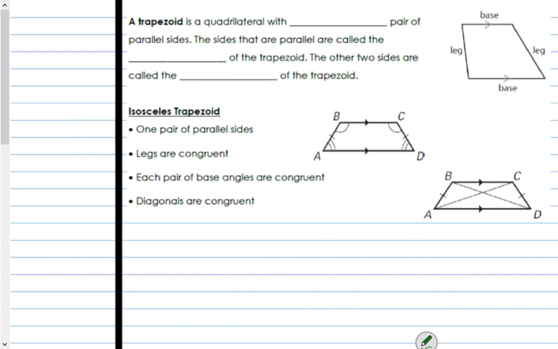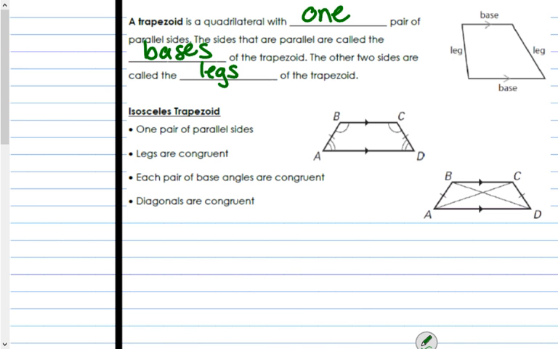A trapezoid is a quadrilateral with only one pair of parallel lines. So it's not a parallelogram, because it does not have two pairs, it has one pair. The sides that are parallel to each other are called the bases of the trapezoid. And the other two sides are called the legs of the trapezoid.